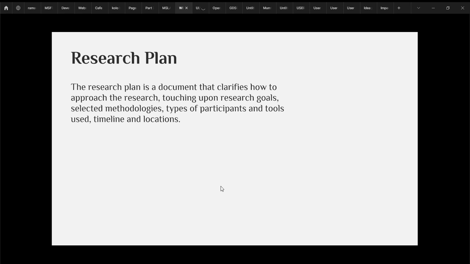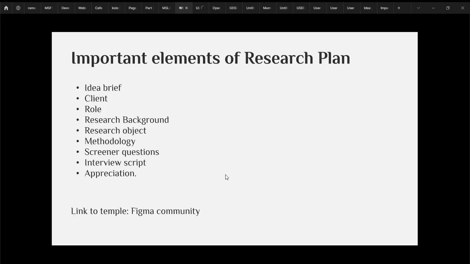So let's now look at what you need to have in your research plan. These are the important elements that you need to have in your research plan. The first one is a brief. That's going to talk about the product that you are trying to design. It is a short note about what you are trying to design, and that will include the client, that is who you are working for, then your role, what role you are going to play in that research plan that you want to do.